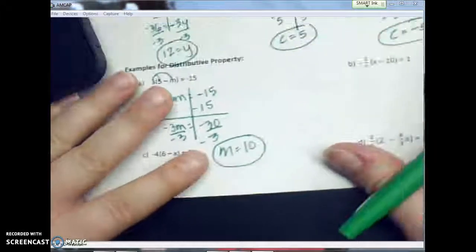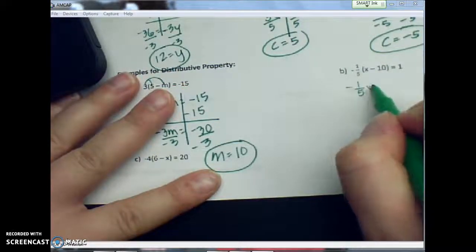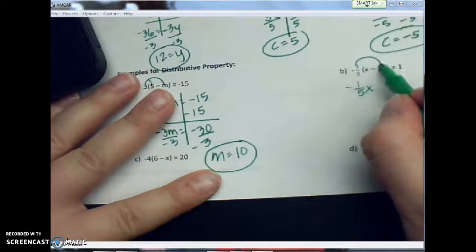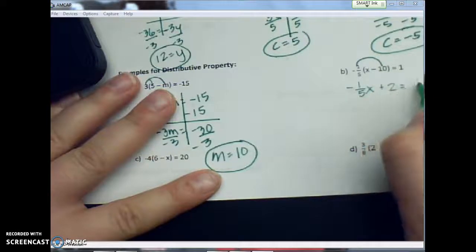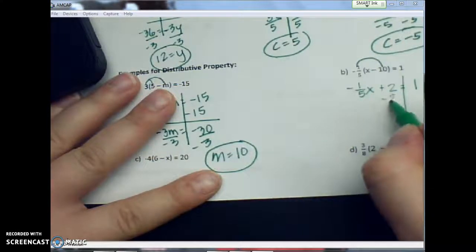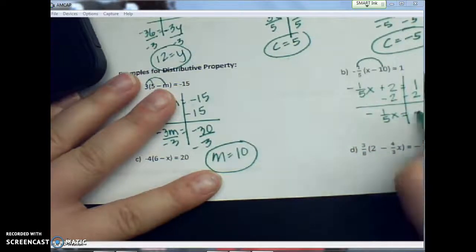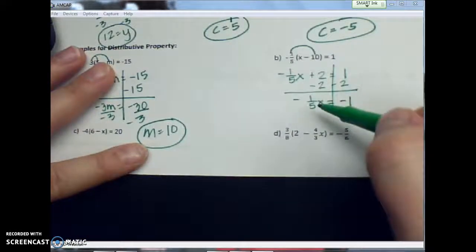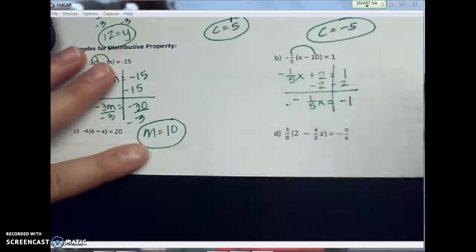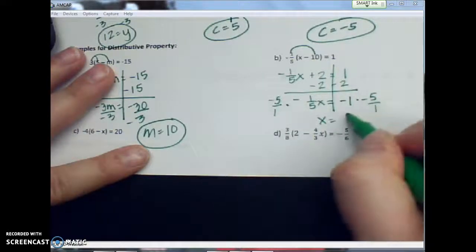As we look at letter B, it's got fractions. Negative 1/5 times x gives us a negative 1/5 x. And then negative 1/5 times a negative 10 is going to give us a positive 2. And that equals 1. So I can go ahead and subtract 2. So I have a negative 1/5 x equals negative 1. Now, if you remember, when you undo multiplying by a fraction, you have to multiply by the reciprocal. So I'm going to multiply by negative 5 over 1 on both sides. And so my x is equal to 5.